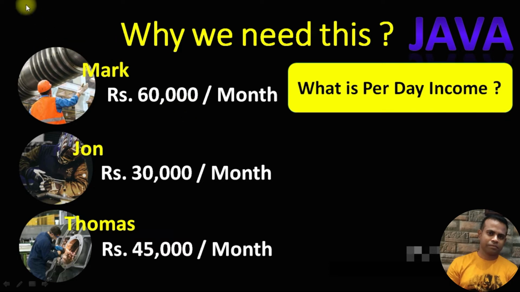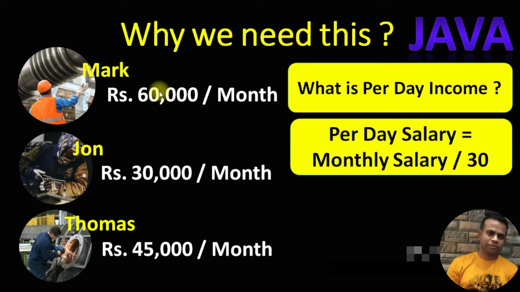So how can you do that? You take the salary of Mark first, then calculate this logic: per day salary is equal to monthly salary by 30. Then you display or print Mark's salary, right? Similarly, you take the input for John, then calculate and finally display the per day salary for John. And same thing for Thomas: take the input, calculate and display. So you can see here that we are doing the same task multiple times for these three resources, right? Take input, calculate, display. But this is not the correct way, right? You are doing the same tasks for Mark, John and Thomas.